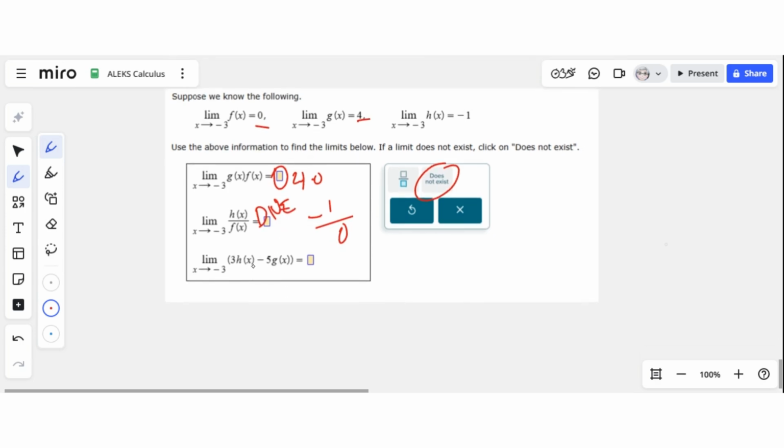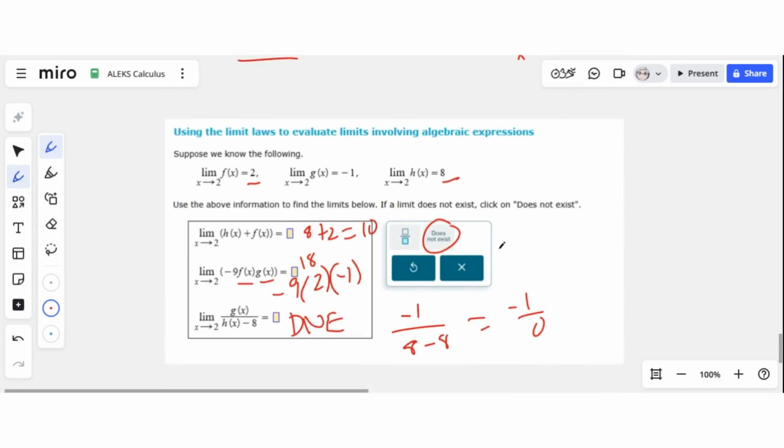And then finally, we've got a lot going on here. We've got some constants. We've got some subtraction going on. So let's just start putting in the limit values here. As x approaches -3, the limit of h of x is -1, and that's multiplied by 3, and then we have a 5 here, and the limit value of g of x as x approaches -3 is 4. So we're going to have negative 3 minus 20, or negative 23. So that is some work with finding the limits of expressions using limit laws.